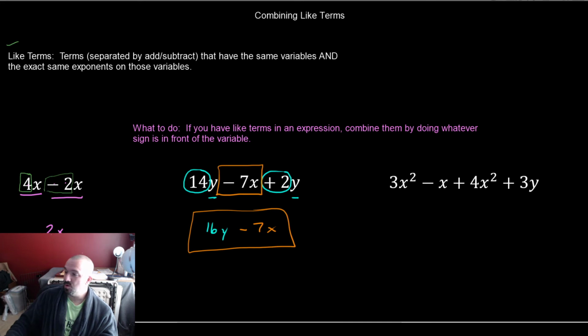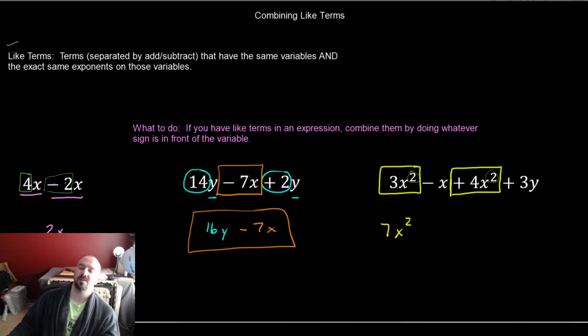All right. Moving on to the last one here. Now, this is a me thing. This doesn't have to be a you thing. I go through and I start with the highest exponents, and I go through and find those like terms first. And then I put a box around them to include the sign in front of them. The reason I include the sign is the sign is going to tell me what to do. So because x squared and x squared both have the same variable and they have the same exponent, which in this case is 2, we can go ahead and combine these like terms by doing whatever's in front. So this is 3 plus 4 is going to give us 7x squared.